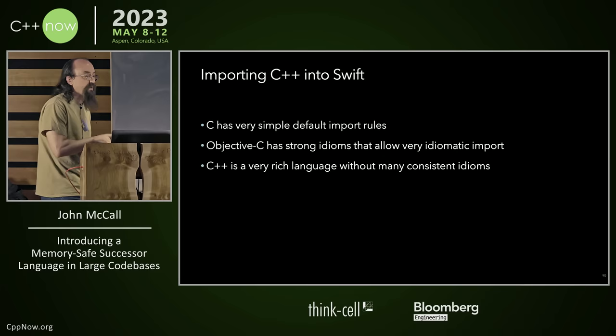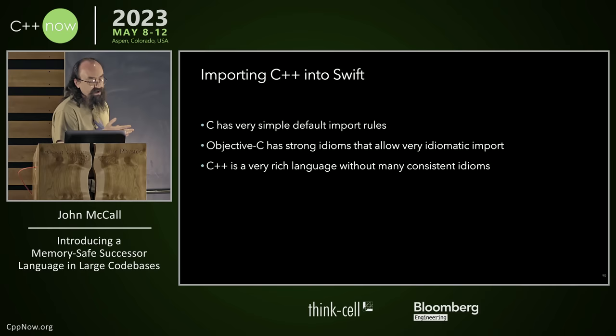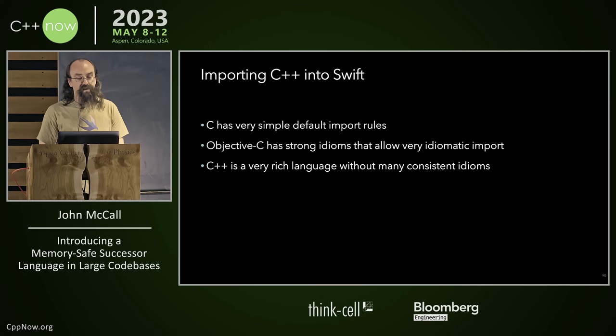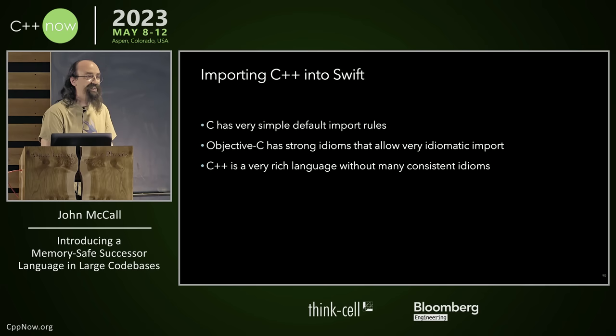Going the other way around works by interpreting C++ declarations into Swift ones. And here we have some unique challenges because of C++. C interfaces are very simple, and it's pretty obvious how to import them. Objective-C is less simple, but it has some very strong idioms. C++ is incredibly complicated and doesn't have any consistent idioms across the entire ecosystem yet.